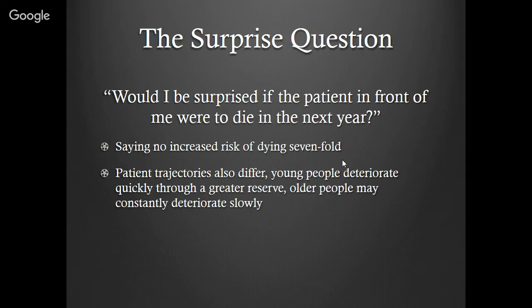Yeah? So, and this last point about trajectories is the idea that because old people have less reserve to work through, their drop is more slow than someone who's young and has plenty, so they're going to go like that.